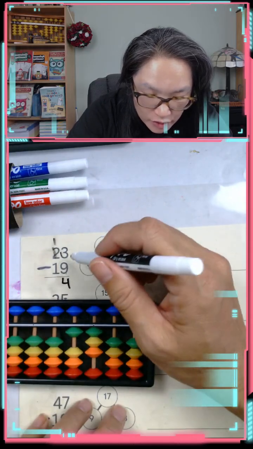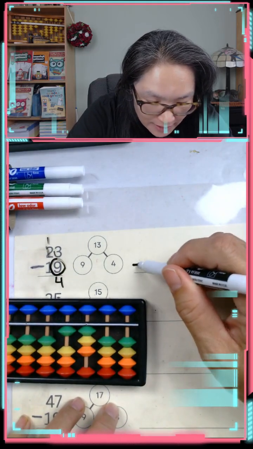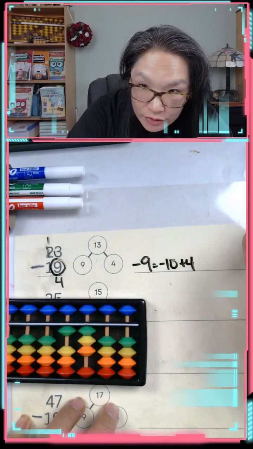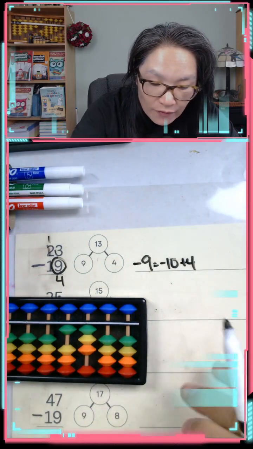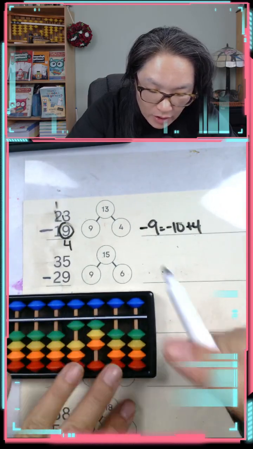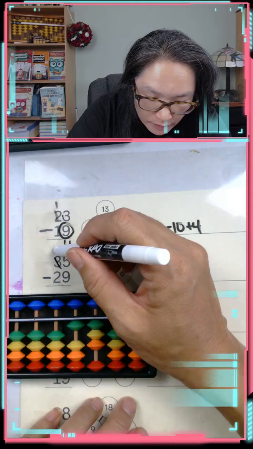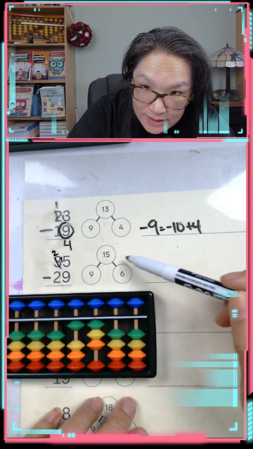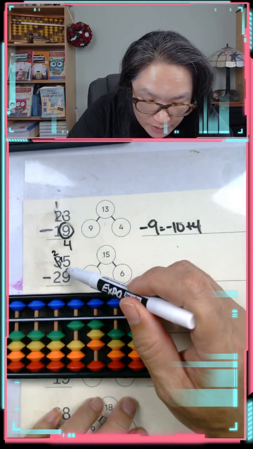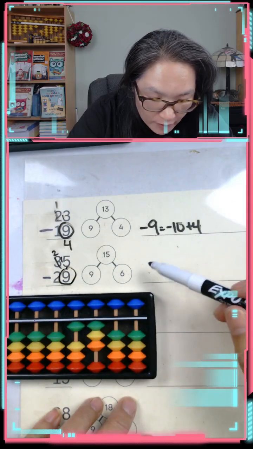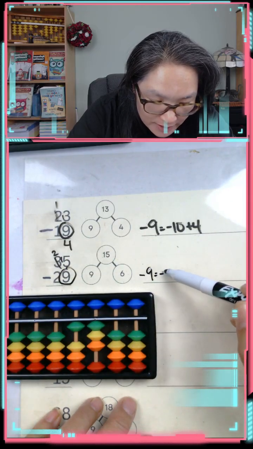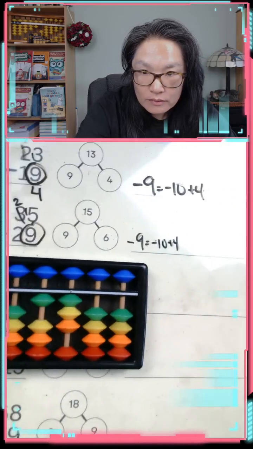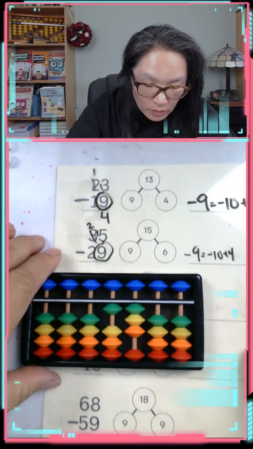Whereas in abacus, you just need to know this 9. How do you minus the 9? Minus the 9 is equal to minus the 10 plus the 4. That's all you need to do. So it simplifies a lot of things. We can do it again. We have 35. In mainstream, you make this a 2, you make this 15. What happens? You have to memorize that 9 and 6 is equal to 15. But in abacus, you just need to memorize the formula. The formula is minus the 9 is equal to minus the 10 plus the 4.